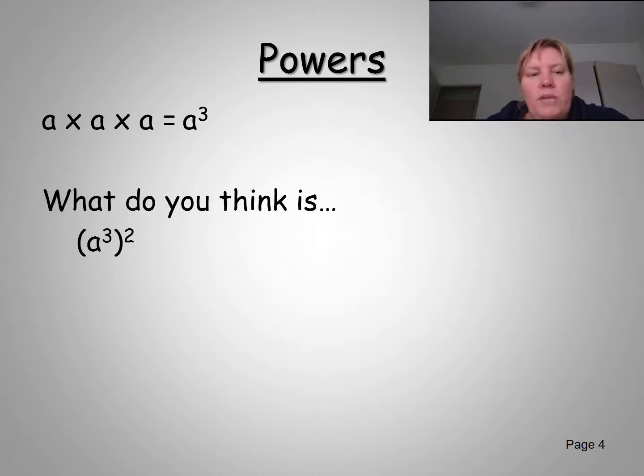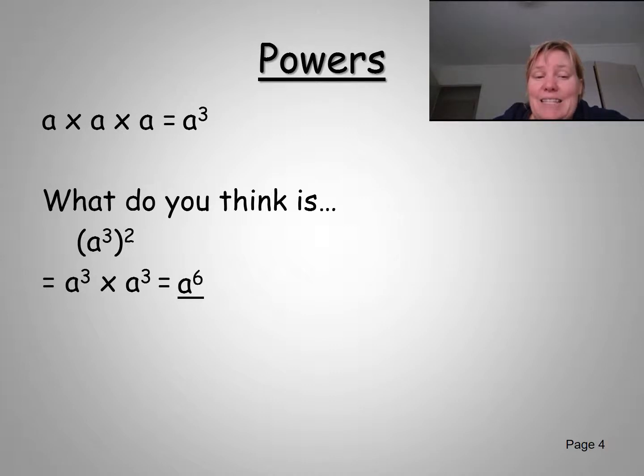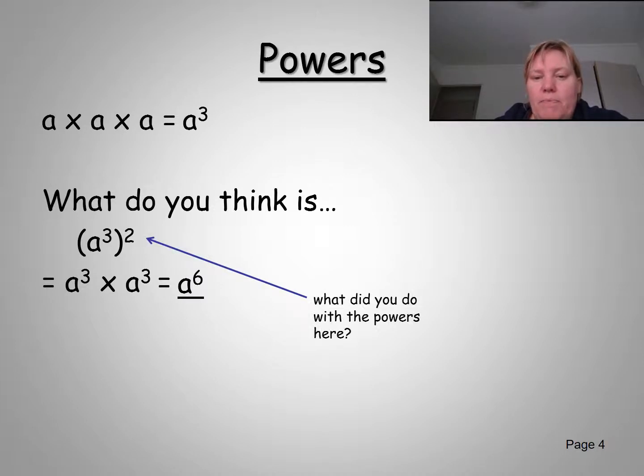Now, we know that a times a is a squared, but have a look at the second example here. We've got a cubed and then it's squared. So what that actually means is that a cubed is written out twice. So it's a cubed times a cubed, which we know is a to the 6. If you have a look at what happened here with the shortcut, can you see that the powers are actually multiplied? So 3 2s are 6, and a6 is our answer.